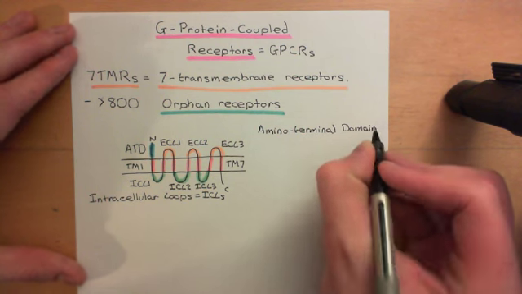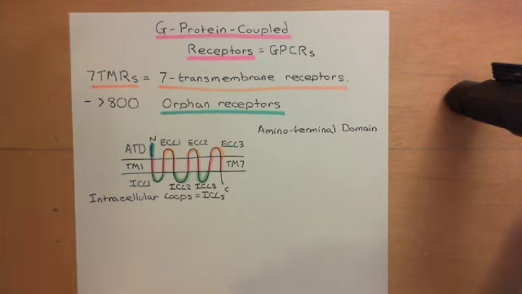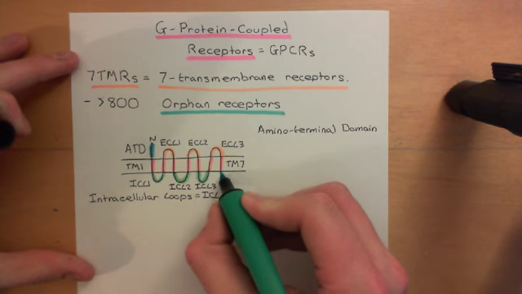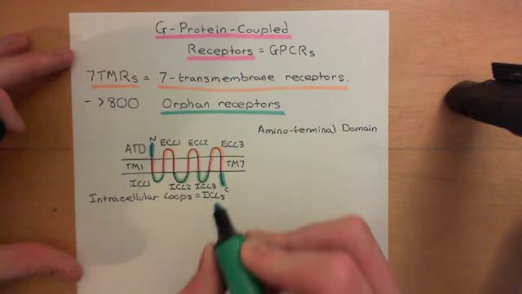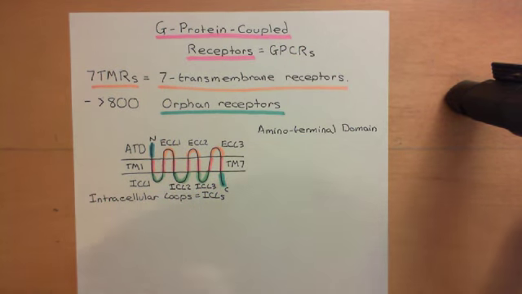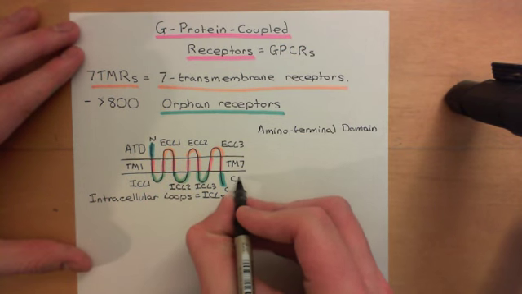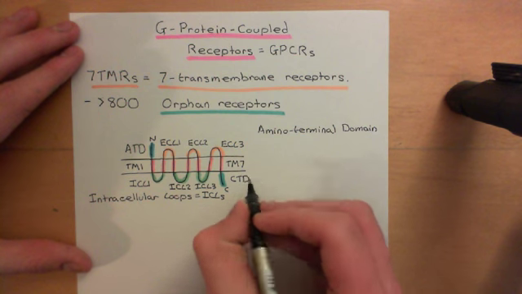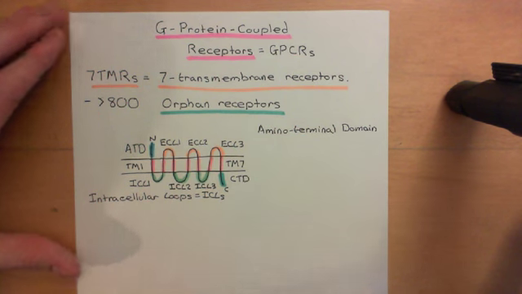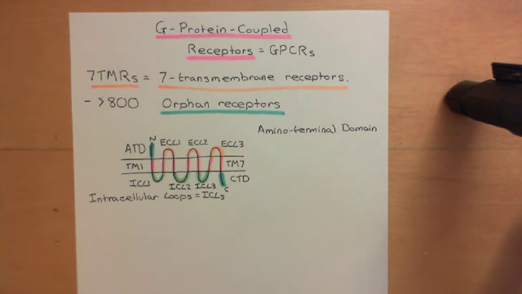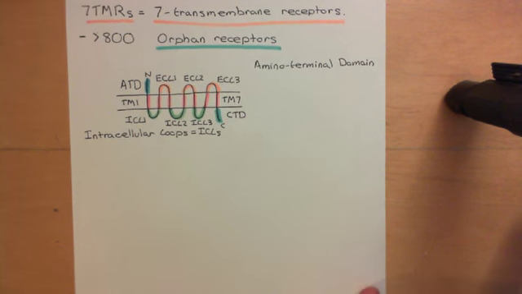And then the domain after TM7, this then is the domain closest to the C-terminus. This is then called the C-terminal domain, and for short that's abbreviated down to CTD. Okay. Right, so those are the broad structural features that all G protein coupled receptors share. This is their membrane spanning topology, if you will.